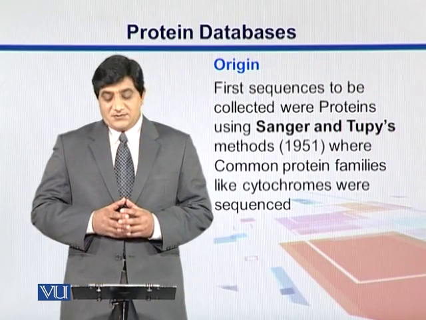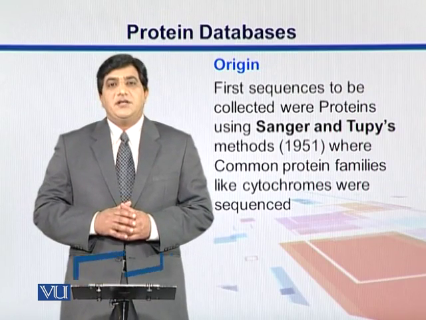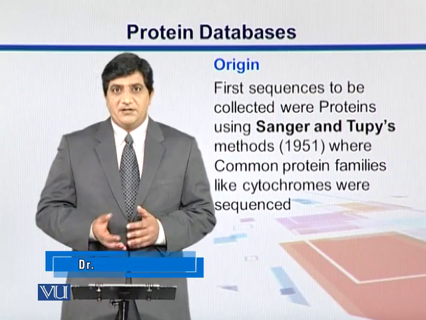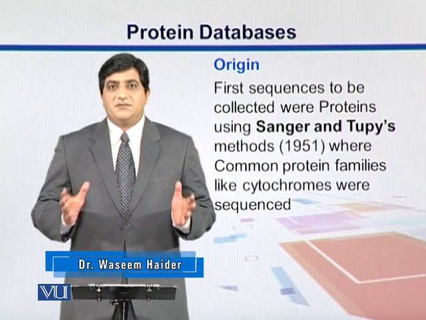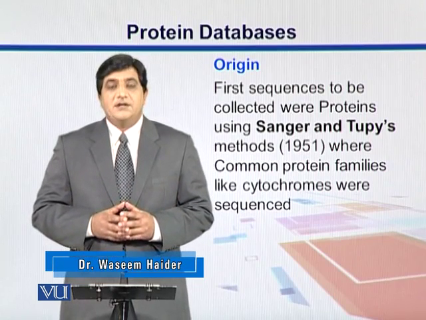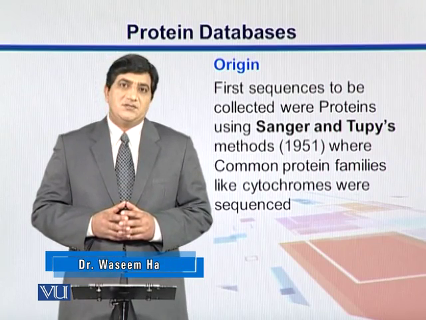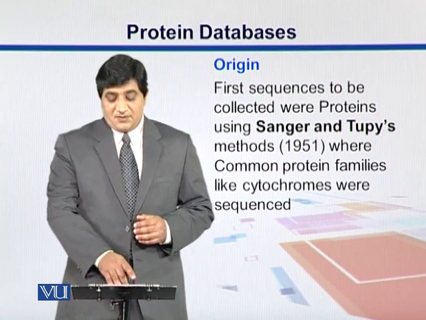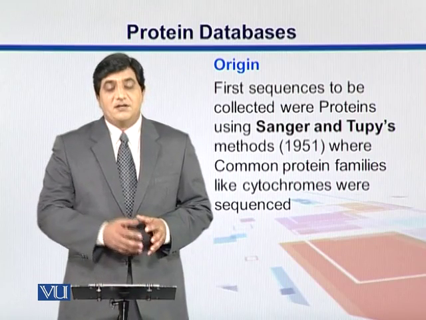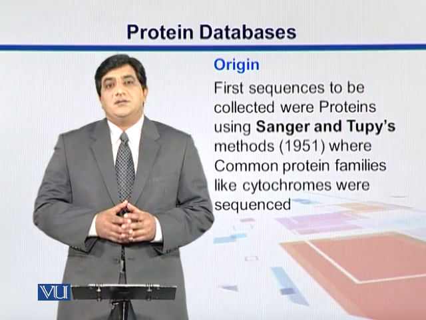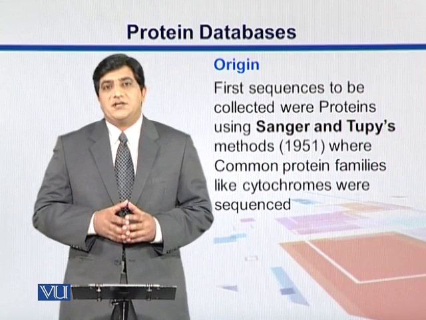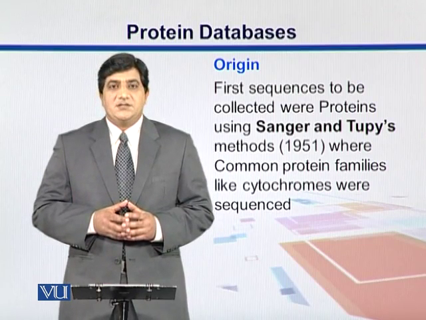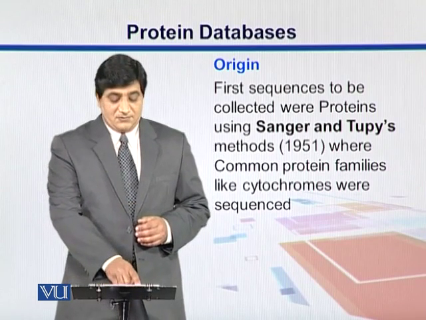The first sequences to be collected were those of proteins, before nucleotide sequences. They were the first ever sequences collected. The scientists were using methods developed by Sanger and Tuppy, established back in 1951. Most of the time, people were focusing on sequencing cytochrome molecules.